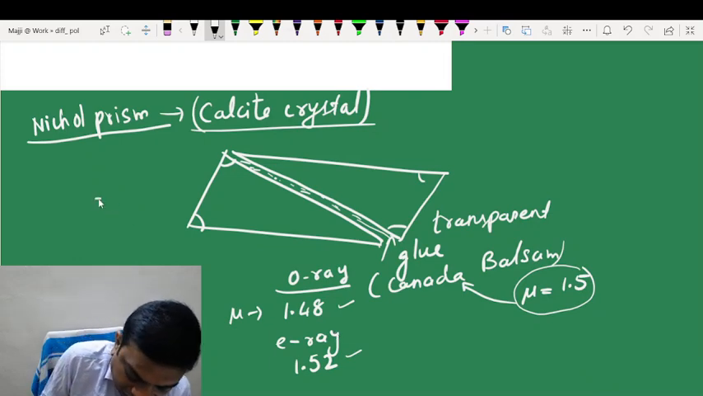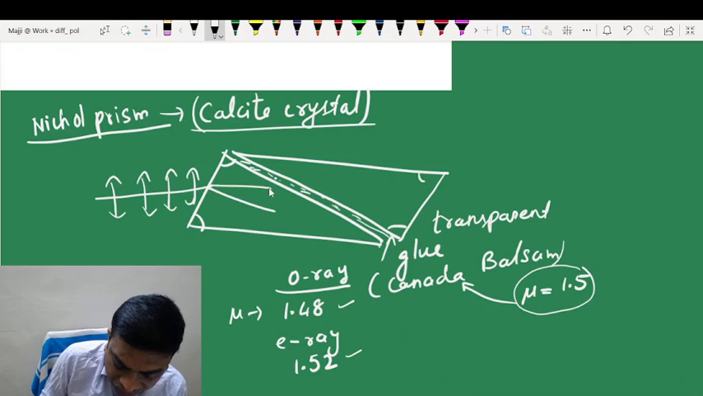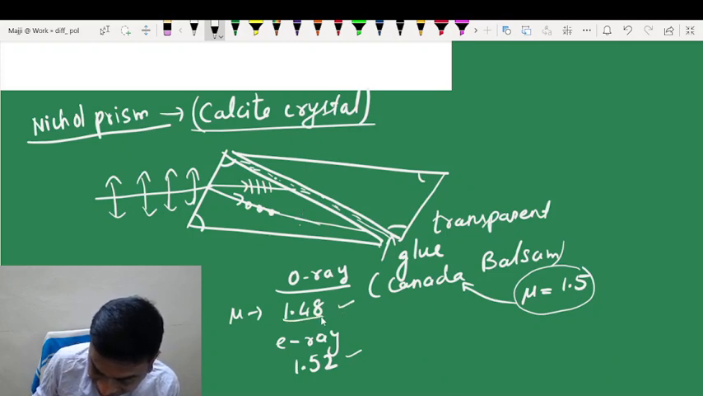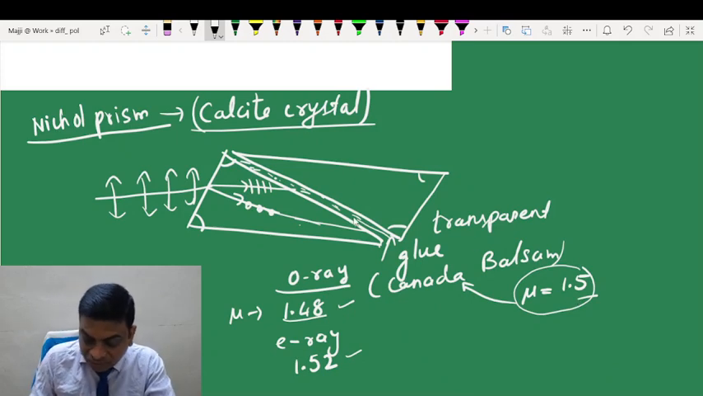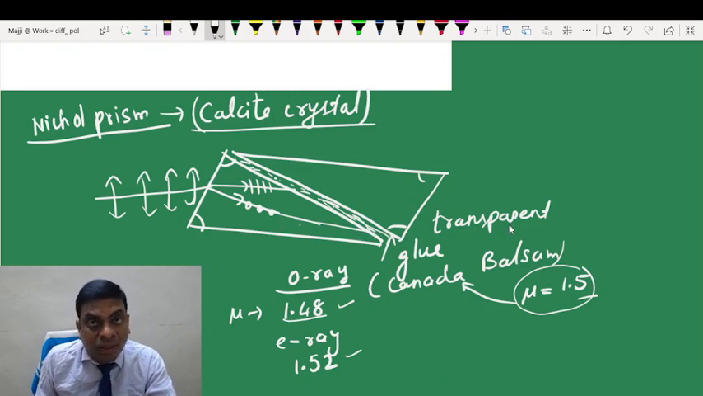So basically what happens, as soon as unpolarized light is made incident on a nicol prism, it will get split up into two different light rays. One will be the ordinary ray and the other will be the extraordinary ray. The ordinary ray, you can see its refractive index is less than the value of this transparent glue, that is Canada balsam. So it might pass through it without any problem.